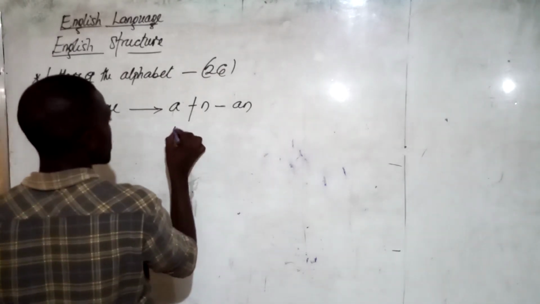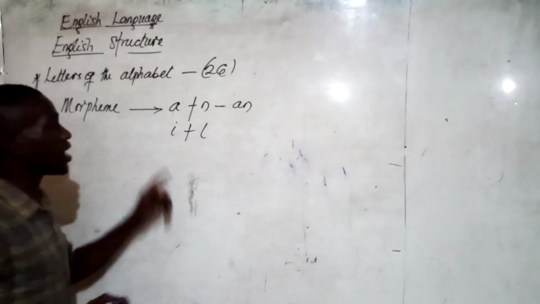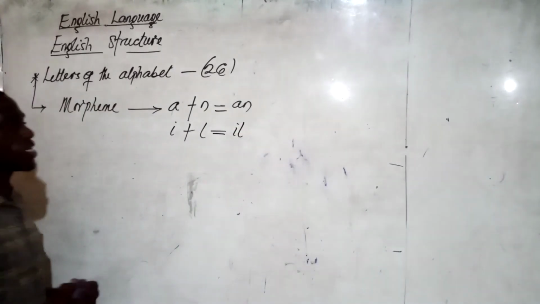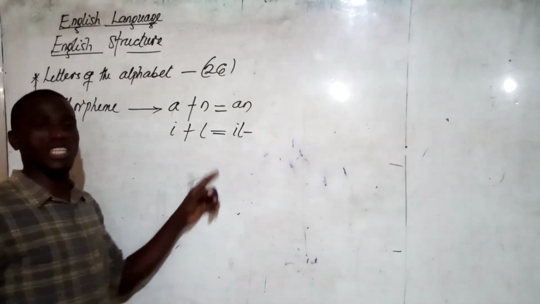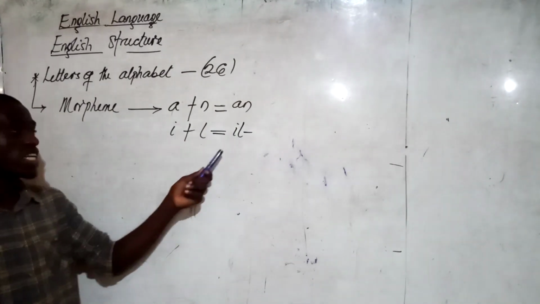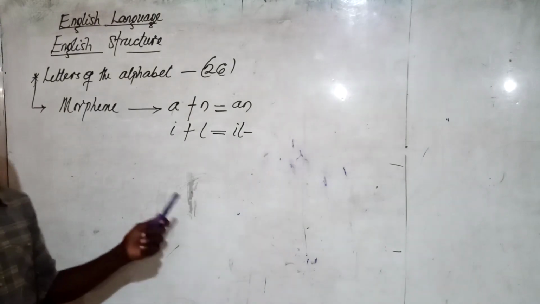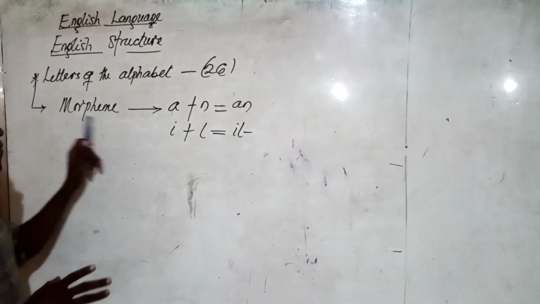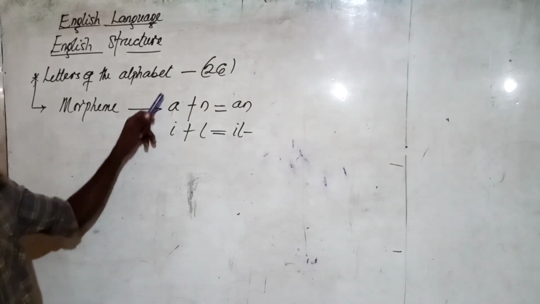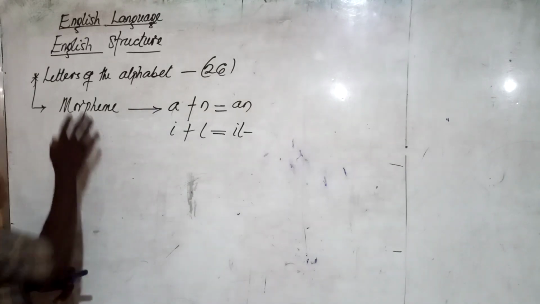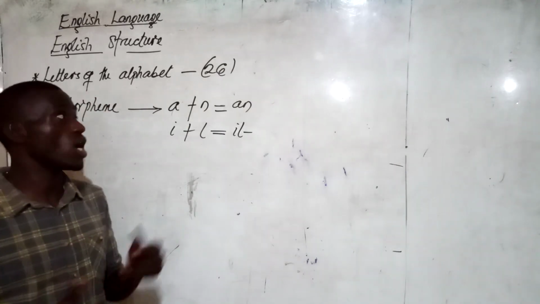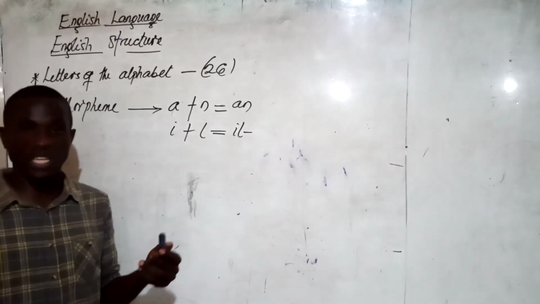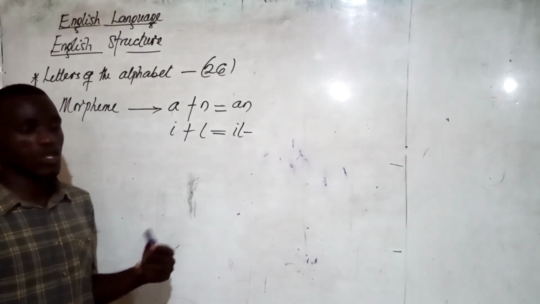But look at this one, I plus L, to give me il. Now, this does not make sense on its own. Of course, it's used as a prefix of another word, but on its own, it doesn't make sense. But they are both morphemes. Why? Because they are just formed by the coming together of the letters of the alphabet. Now, they can come together in 2s, in 3s, and 4s, and they are not usually more than that.